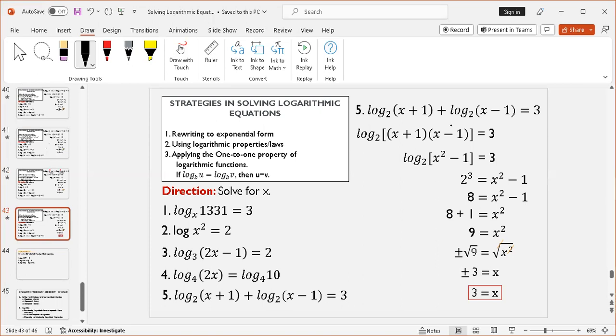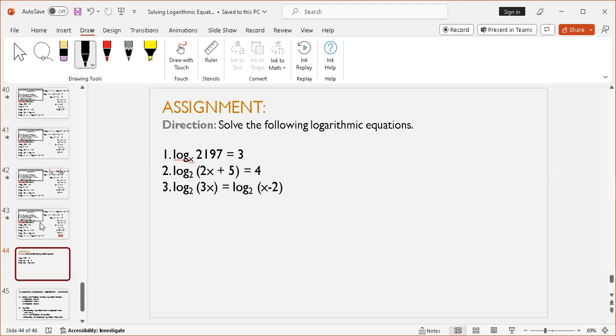So that's how we solve logarithmic equations. I hope you've learned something in this lesson video. You may try this in your notebook.